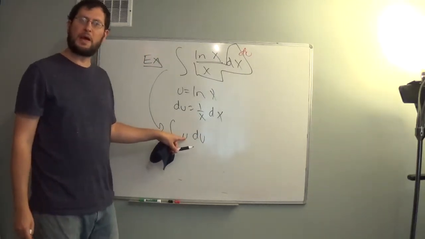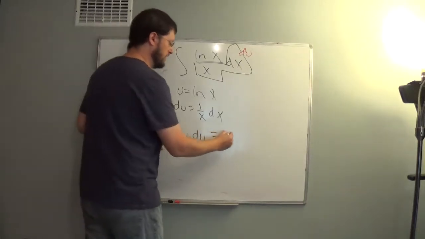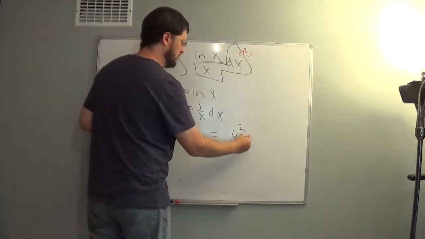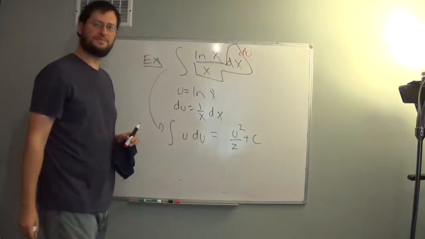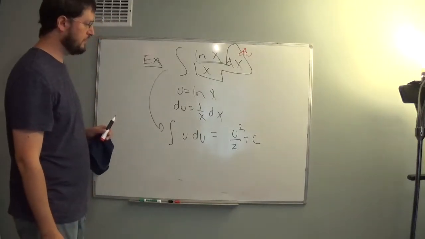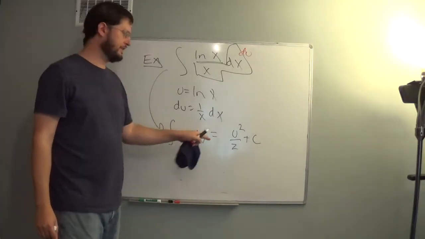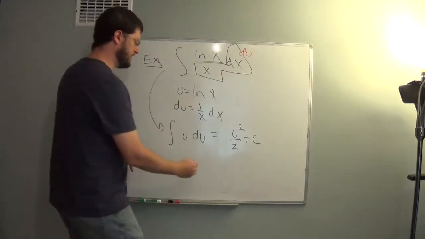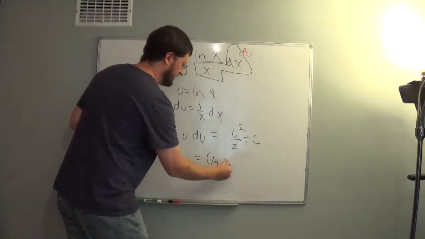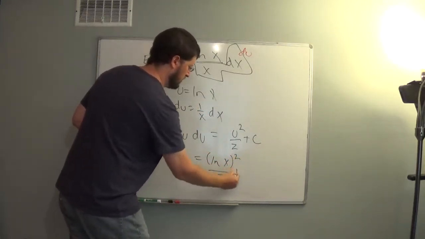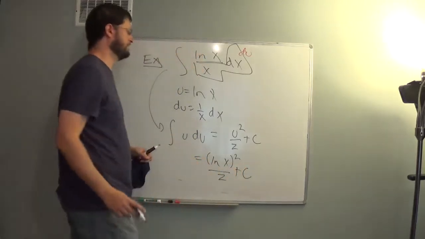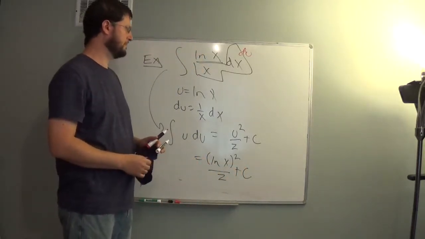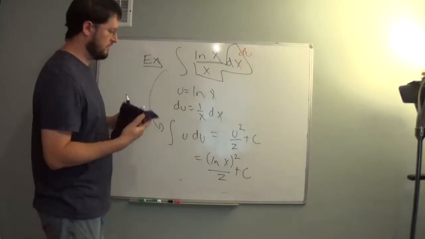This is u to the first power. The power rule does work here. And I get u squared over 2 plus c. Finally, return u back to x. U is ln of x, so that is ln of x squared over 2 plus c. Keep going.